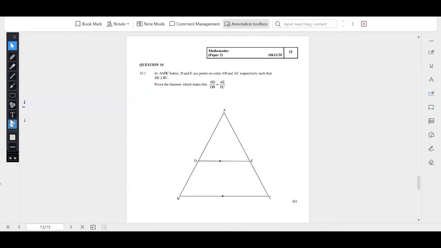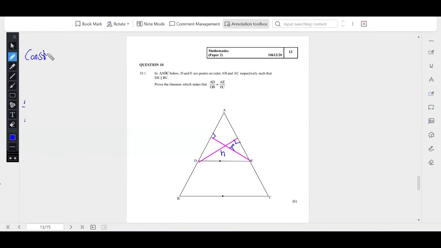Let's look at question 10. We are given, in a triangle ABC below, D and E are points on sides AB and AC respectively, such that DE is parallel to BC. Prove the theorem which states that AD over DB is equal to AE over EC. Now with this one, you want to start by constructing your perpendicular heights like that. So from point D and point E, indicate these perpendicular heights. You can choose to name them H and then K.